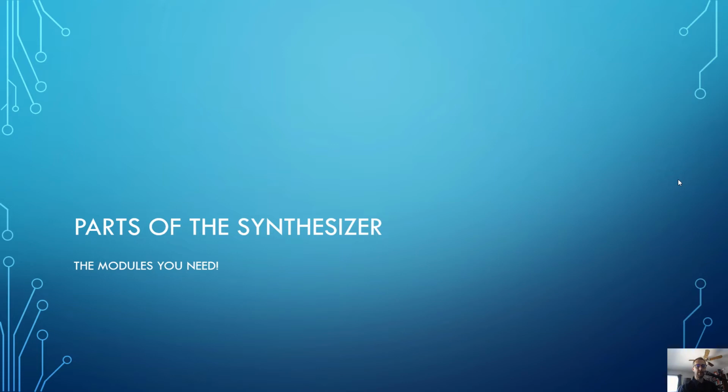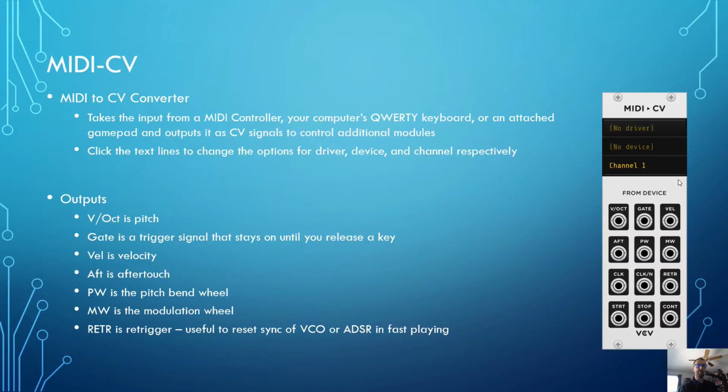So, let's take a look at the parts of the synthesizers and the modules that you will need in subsequent videos. The first major one is MIDI to CV. This takes the input from a MIDI controller, if you have one, your computer's keyboard, if you don't, or in some cases, an attached gamepad, and outputs it all as control voltage signals so that you can control other modules.